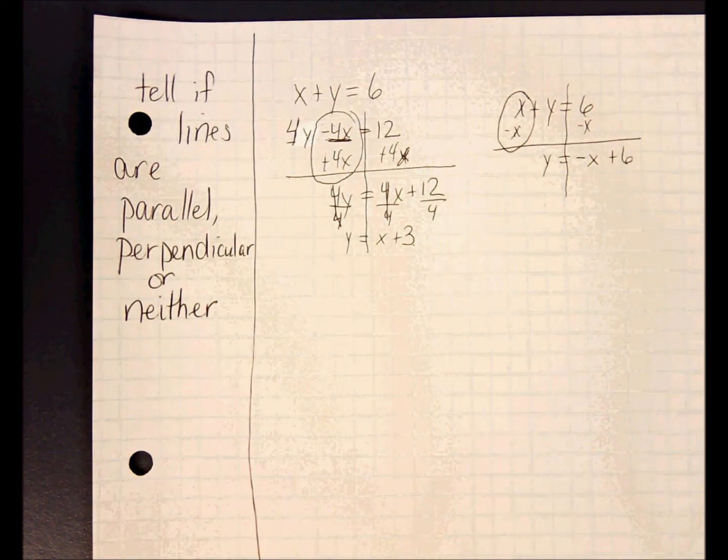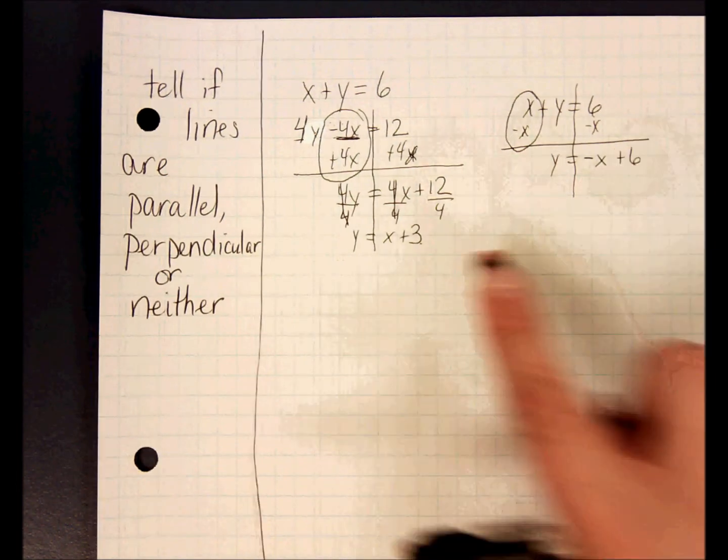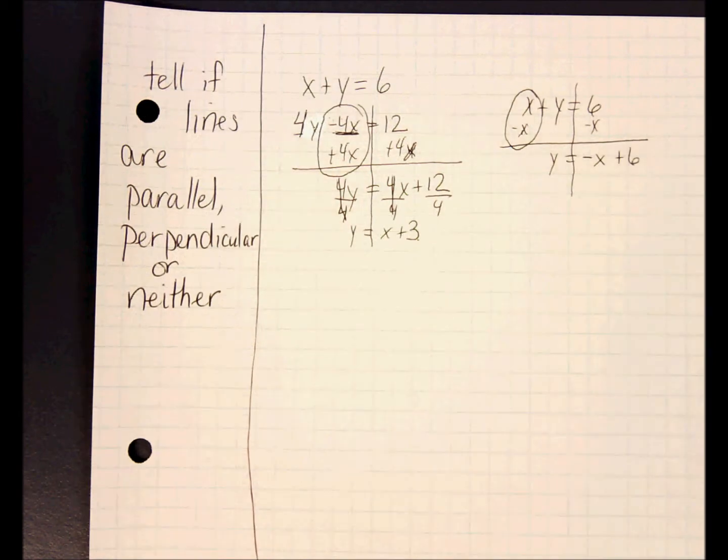So now, first, is it parallel? Well, the slopes are different. Negative x and positive x. This is a positive one. This is a negative one. So they are not parallel.